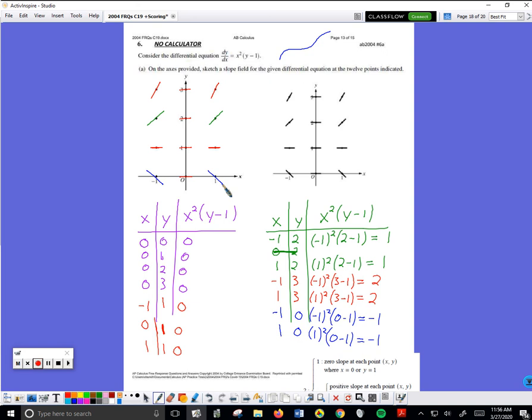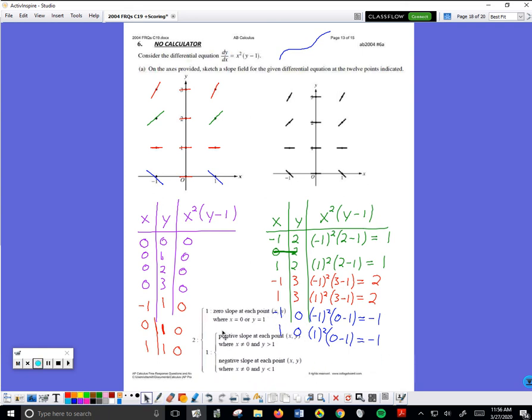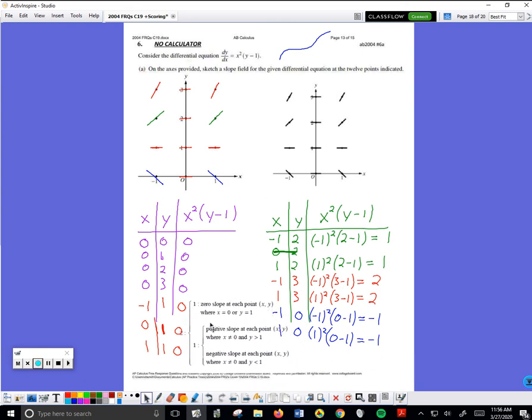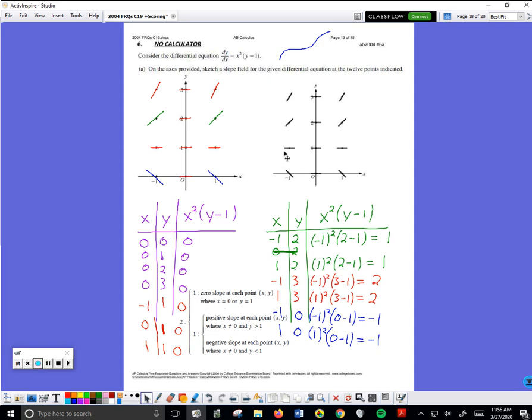Now this part A was worth 2 points. Here's the key, or the scoring guide. 1 point if you found all the places where the slope was 0. So if you drew these, that would be 1 point. If you do the others correctly, you get the second point. You have to have all of them, though. If you have one mistake, you won't get the point.